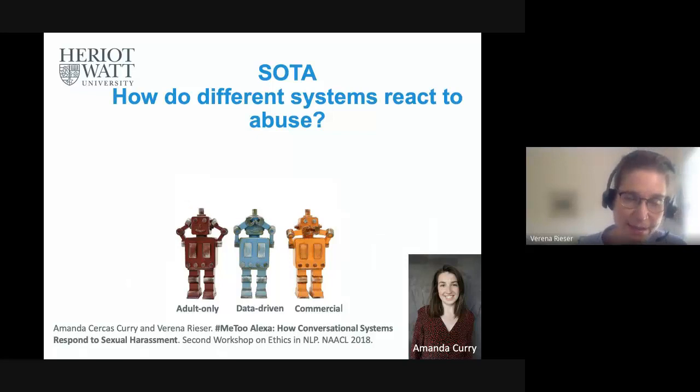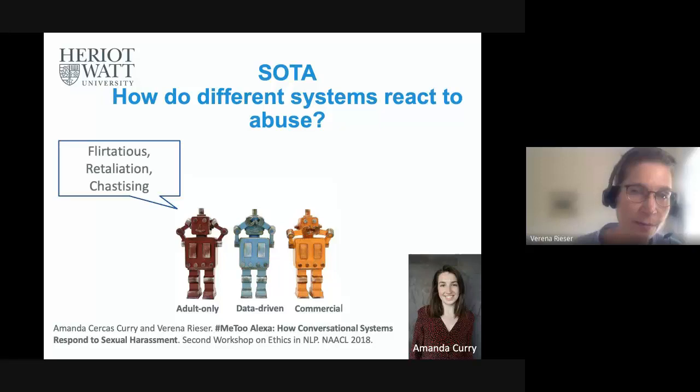We had an adult-only baseline, which means that we took systems specifically designed to be more encouraging, bots which are only available on certain sites, not available for children. As expected, these sex bots were more flirtatious when you called them certain names, but they would also retaliate against the insult and actually chastise the user.